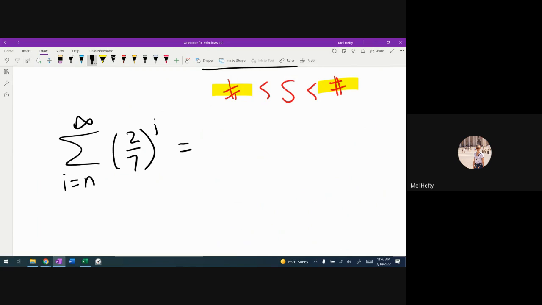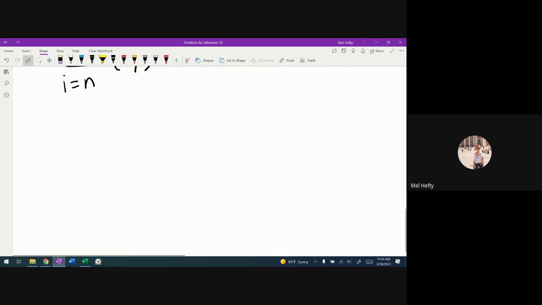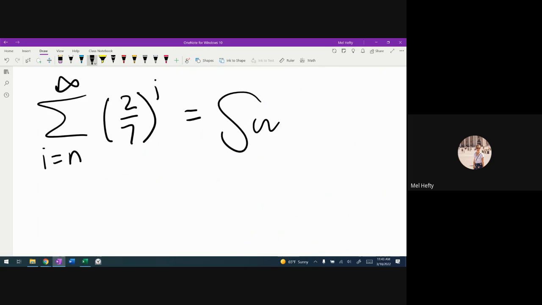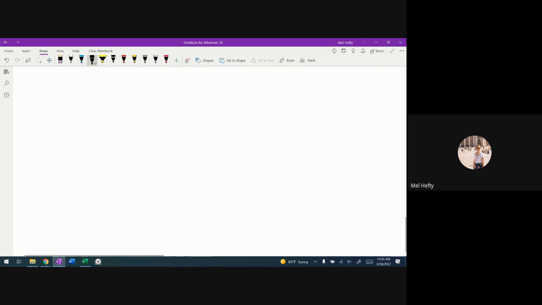What's the first term? 2/7 to the n. What's the ratio? Cool. Can you simplify a fraction? Yes. All right. So you're just trying to find the sum. If I'm asking you what a series is equal to, I want you to find the sum.